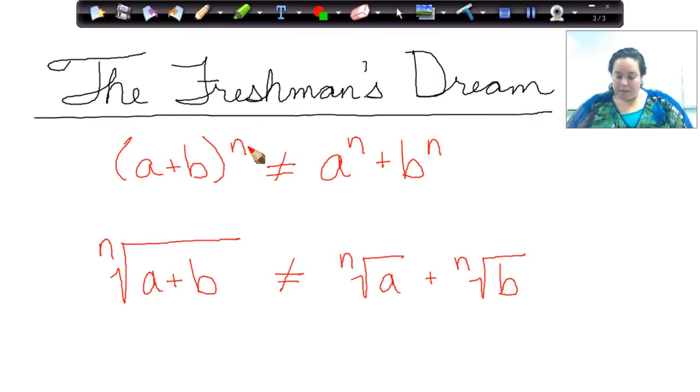So a plus b raised to a power is not necessarily equal to a to the power plus b to the power. And the same thing works with radicals. So the nth root of a plus b is not necessarily the nth root of a plus the nth root of b. Just be careful.